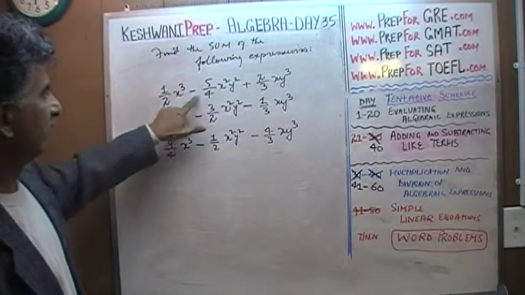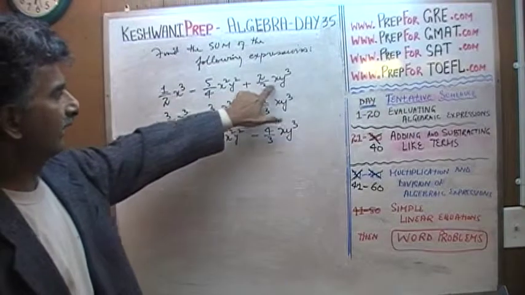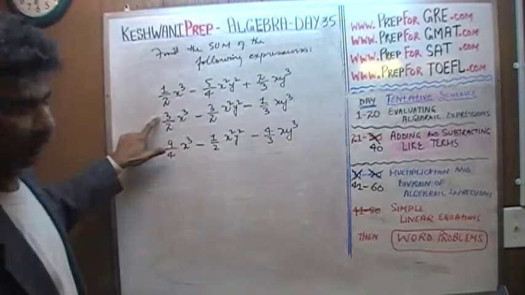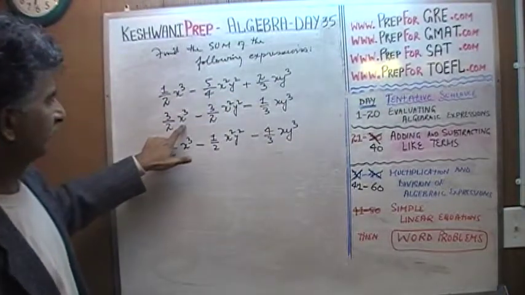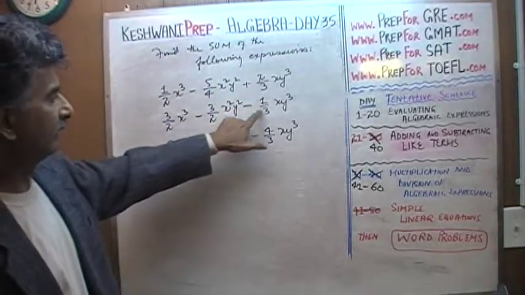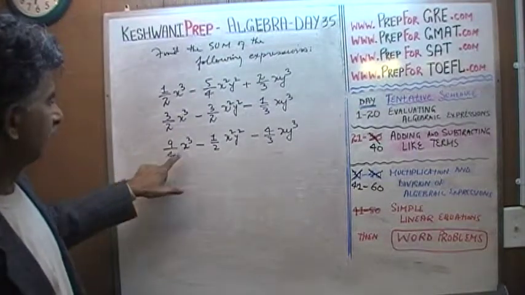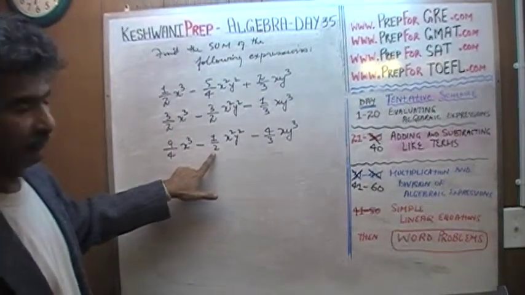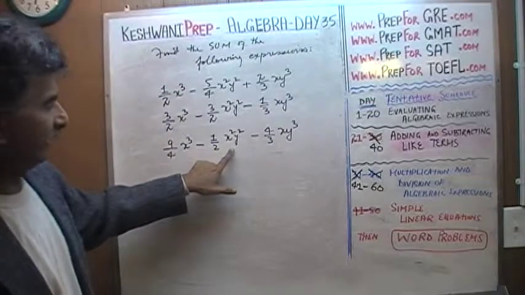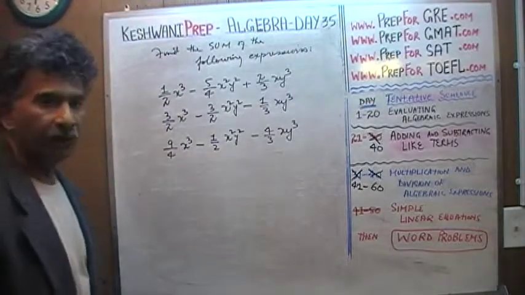1/2 x cubed minus 5/4 x squared y squared plus 2/3 xy cubed. Second expression, 3/2 x cubed minus 3/2 x squared y squared minus the third xy cubed. Third expression, 9/4 x cubed minus 1/2 x squared y squared minus 4/3 xy cubed.